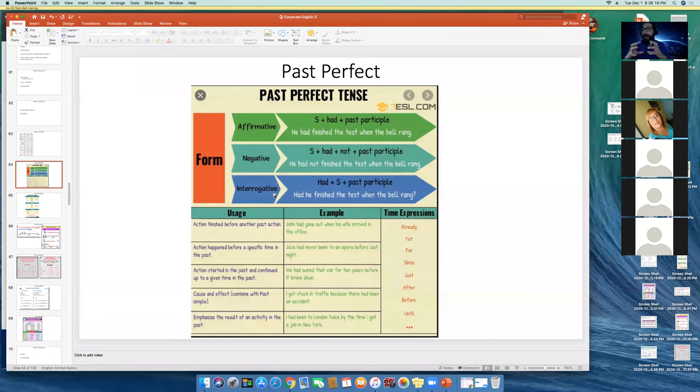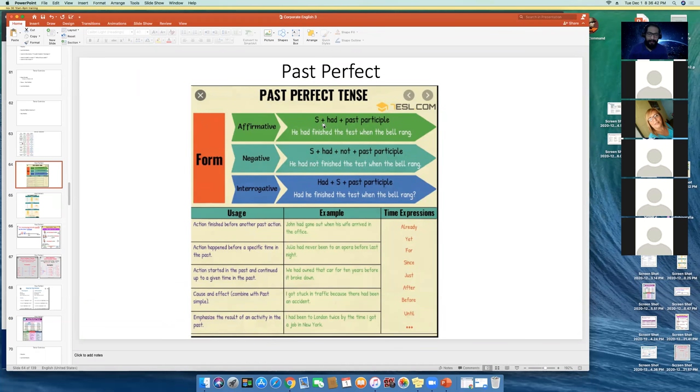And how do you formulate, or what formula do you use? Well, you start off with the subject. You go into the use of the word had. Aquí se tiene que incorporar had, miren. Y luego vas a ocupar el past participle. For example, he had finished the test when the bell rang.